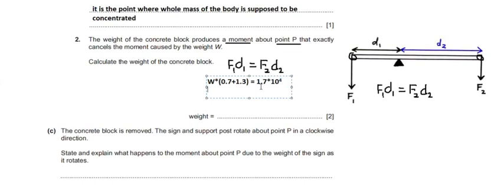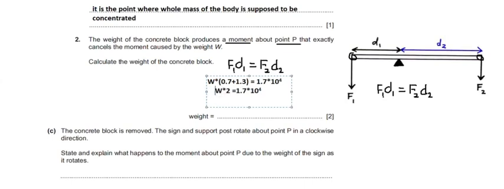So here we can calculate this remaining part. This is weight W multiplied by 0.7 into 1.3, that is nothing but 2, that is equal to 1.7 into 10 raised to 4. So here we can calculate what is the weight W.